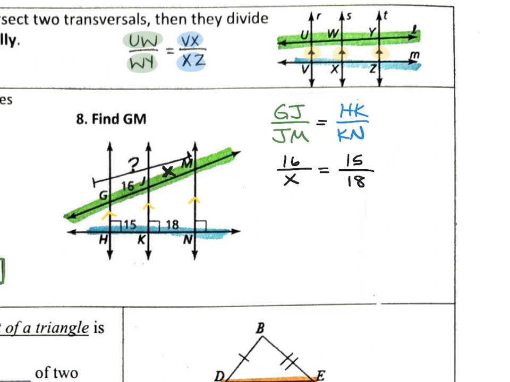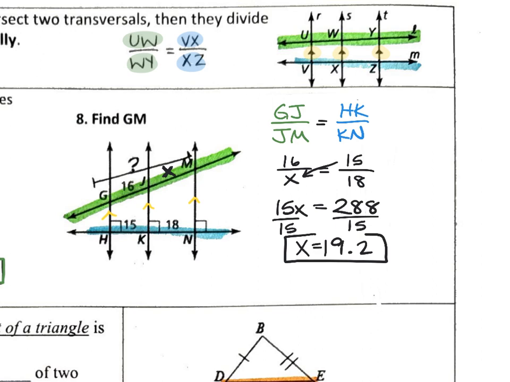We cross multiply and we solve. 15 times X is 15X. 16 times 18 is 288. What's that last step? Divide by 15. We do get a decimal here, and it's a cute decimal, so we'll leave it and not put it in fraction form. It's 19.2.